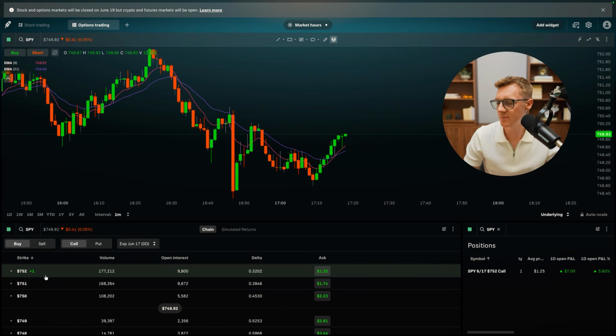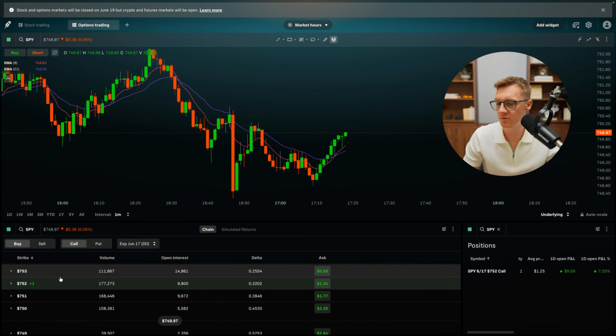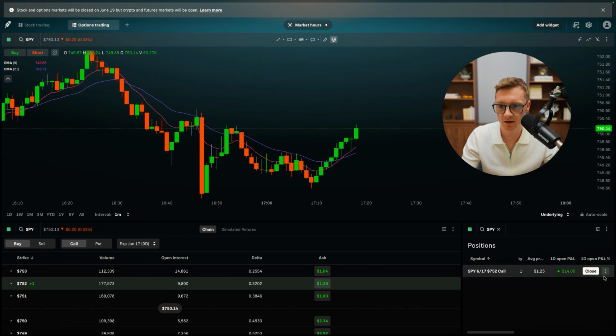And obviously, as we bought these contracts, the 752 strike, 3 out of the money. The further we move out of the money, the more volatile those contracts are going to be, the more they're going to move, the more we're going to make if we're right, but we're also going to lose more if we are wrong. Seeing a nice push here. Up 11%, $13.